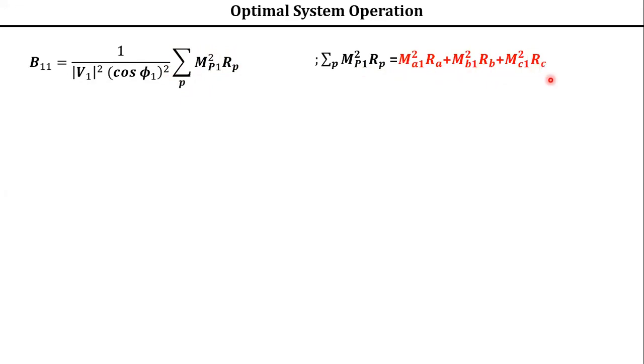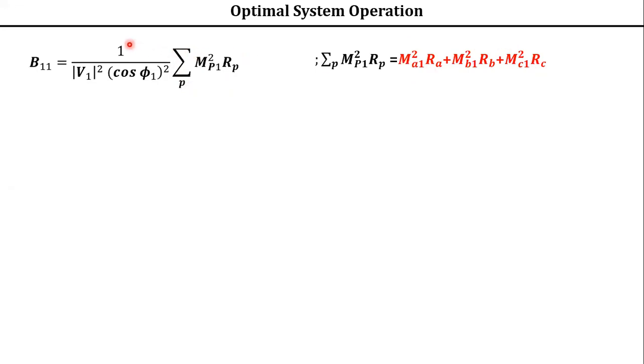Now R_A, R_B, R_C are the resistances of line A, line B, line C, or branch A, branch B, branch C. The impedance values of the lines or branches have been given in the problem. From those impedances, you will get the resistance values, isn't it? R_A, R_B, R_C. Like I explained in yesterday's class, same way you are going to get it. M_A1, M_B1, M_C1, you have already calculated. Substitute those things here.